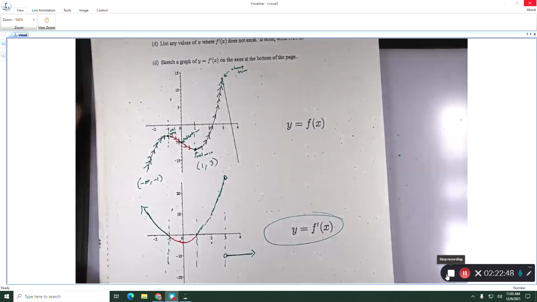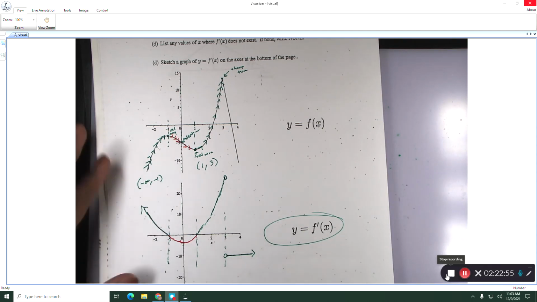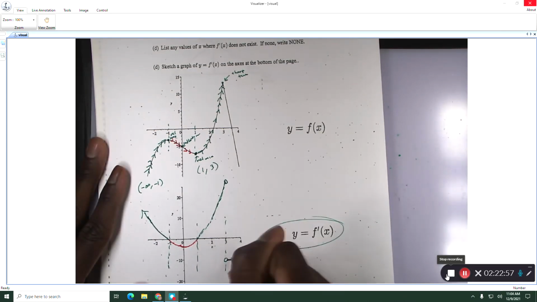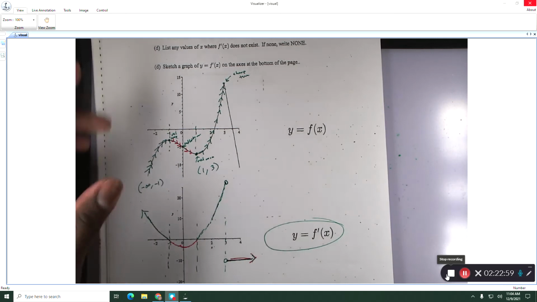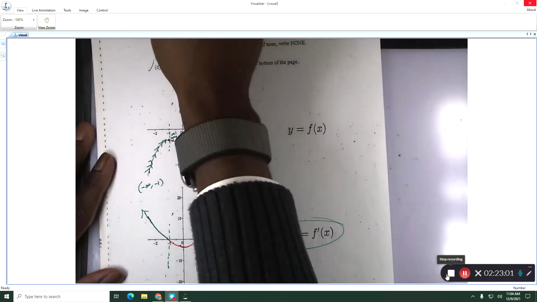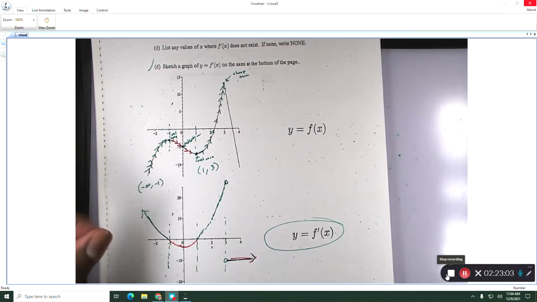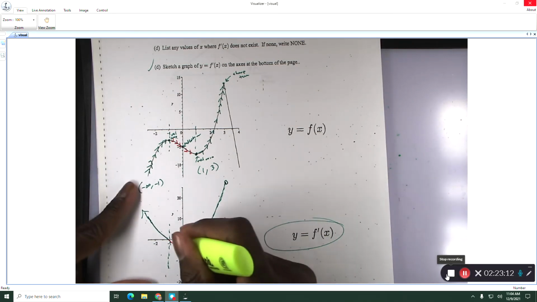So I was able to do D first, and doing D first is now going to help me with B. So I've already done D, check. I've already done A. So it says, on which interval is f concave up? Well, it's wherever the derivative function is increasing.